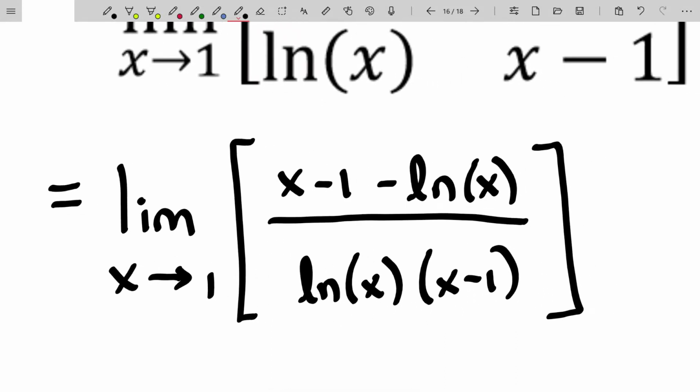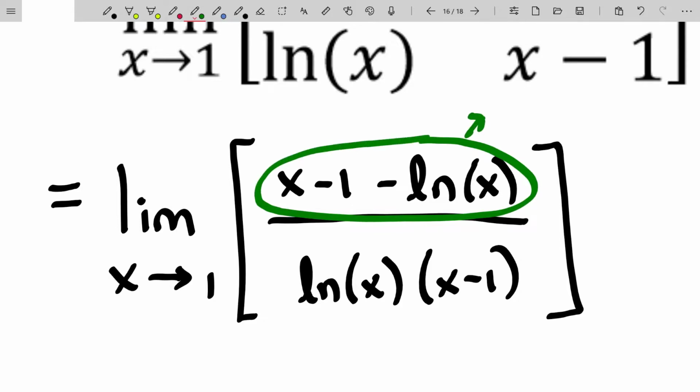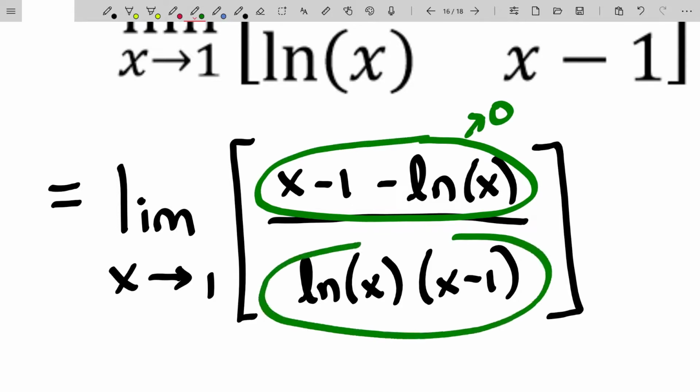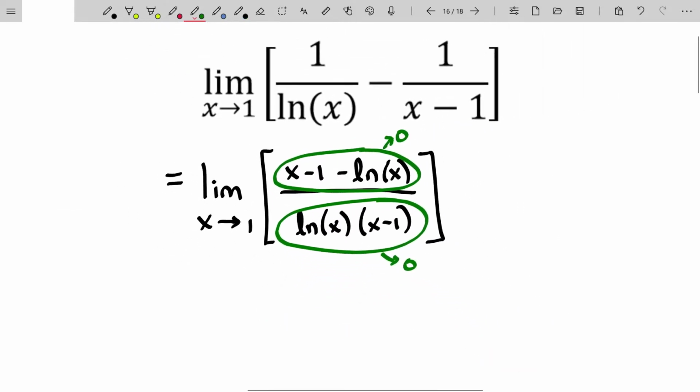Because this is going to be, let's see, 1 minus 1 is 0, natural log of 1 is 0, so that's 0 in the numerator. And the denominator is also going to be 0. So now I can totally, without splitting the limit, use L'Hopital's rule. So again, this is just a great reminder. Use your algebra before your calculus.